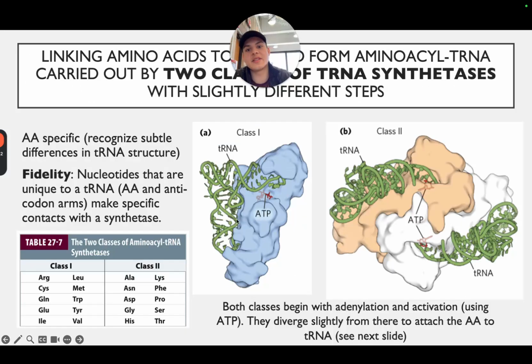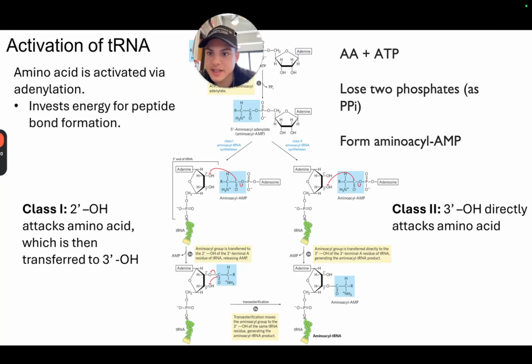A subtle thing to note is that the enzymes that catalyze the activation of tRNA with the amino acid, these aminoacyl-tRNA synthetases, come in 2 different classes that attach the amino acid in a different way. Again, you don't need to have this table memorized. I didn't even know that there was a table for this before reading the slide. There are two classes of aminoacyl-tRNA synthetases. You don't need to know which specific one. You just need to know that they act differently in the way that they add the amino acid to the tRNA.